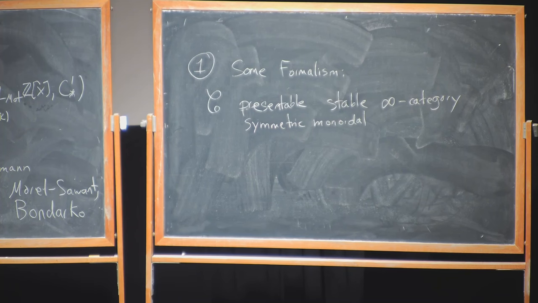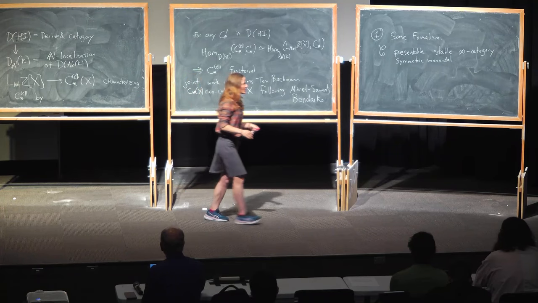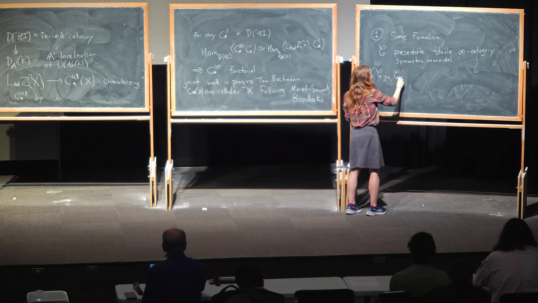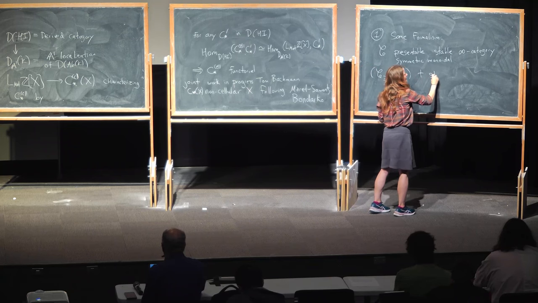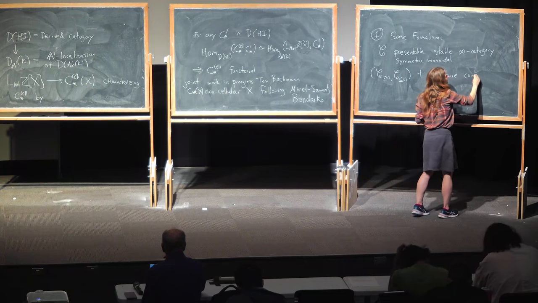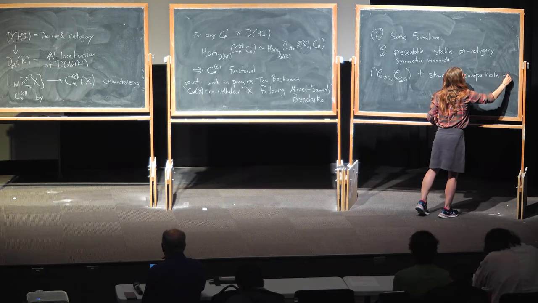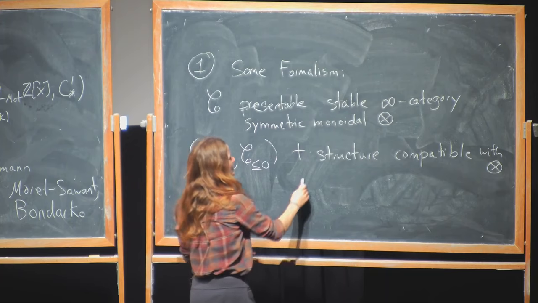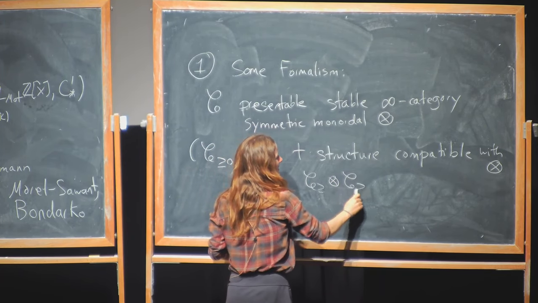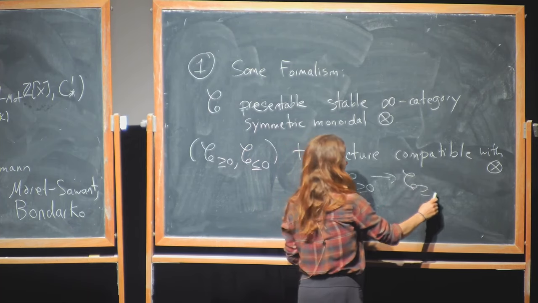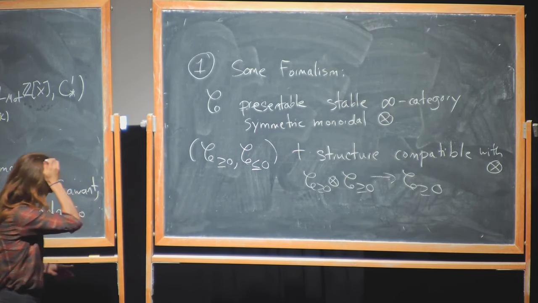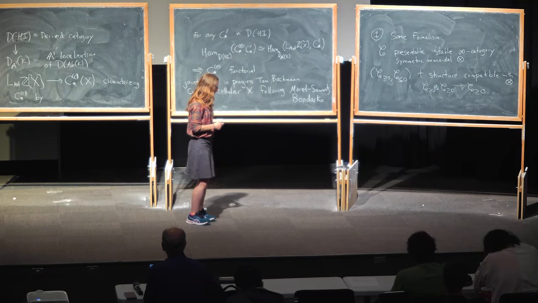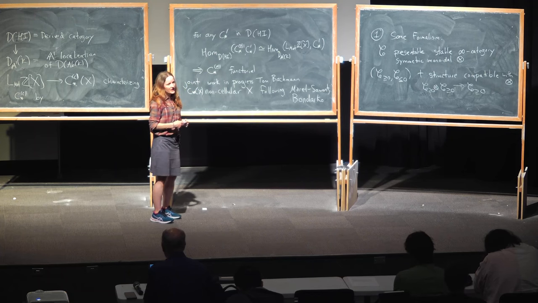And let's assume that it has connective objects and truncated objects, like in Joseph's talk. So it has a T structure, which is compatible with the tensor product, so we can tensor connective objects and it stays connective. So then we're going to compare this to the derived category of the analog of those strictly A1 invariant sheaves.